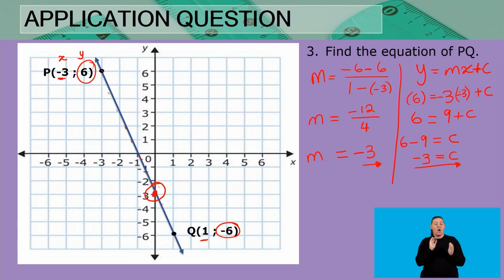So what is our equation there? Our equation is y equals -3 for our gradient and -3 for our y-intercept. And that is the equation of that line.